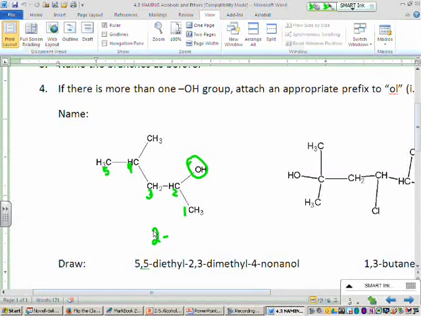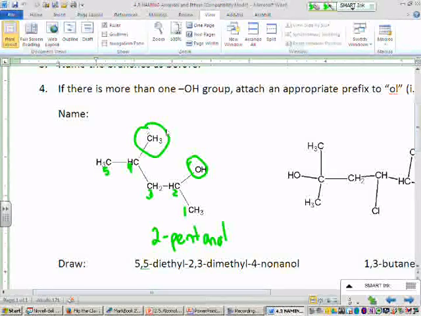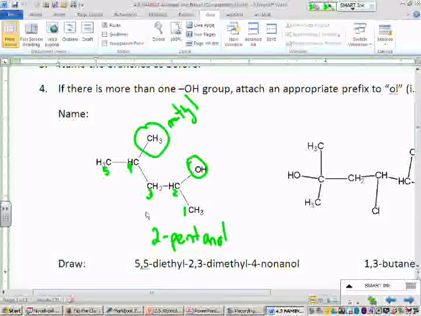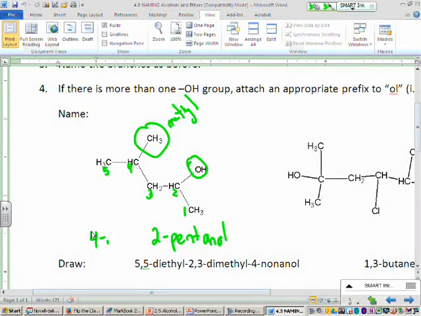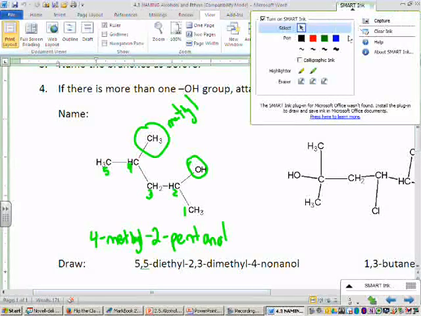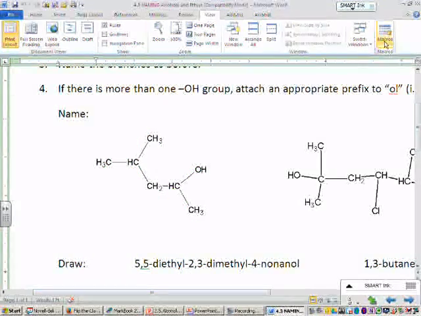So this is a 2-pentanol. We've named the main chain with the OH defining that chain and the OH getting the smallest number. Now our branches. Right there we've got our regular methyl group, and therefore this is in the 4th position. This is a 4-methyl-2-pentanol. Okay, so let's clear the screen, clear the ink.